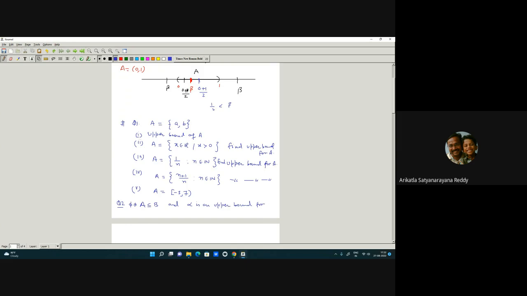Is A bounded above or not? We have already given the definition of bounded above. Let us write: is A bounded above or not?